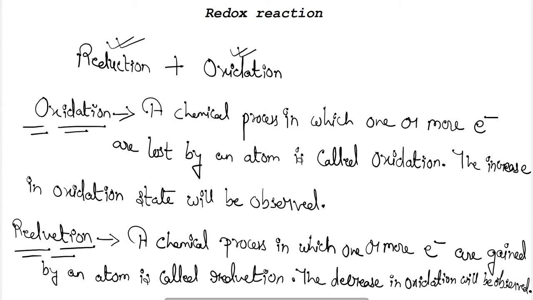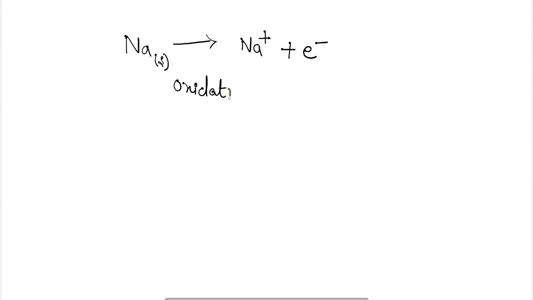So let's see some examples in order to understand this. Let's take Na, sodium solid. If a sodium atom is losing one electron, then the oxidation state of the sodium will increase. So it means that it is an oxidation process.